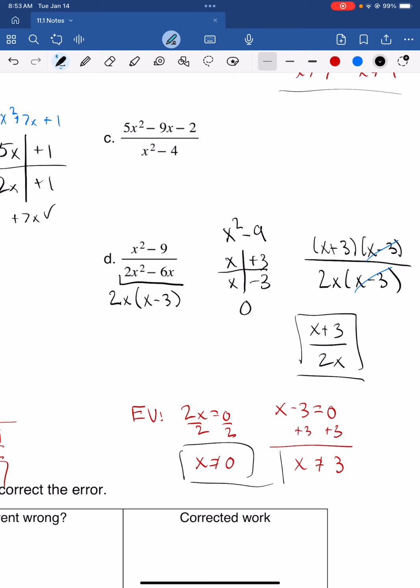All right, so reminders: factor it, and then before you cancel anything out, make sure you write down your excluded values down here. Keep it organized so you can see where you're working. And then go ahead and cancel things out like we did up top and rewrite your answer there. All right.